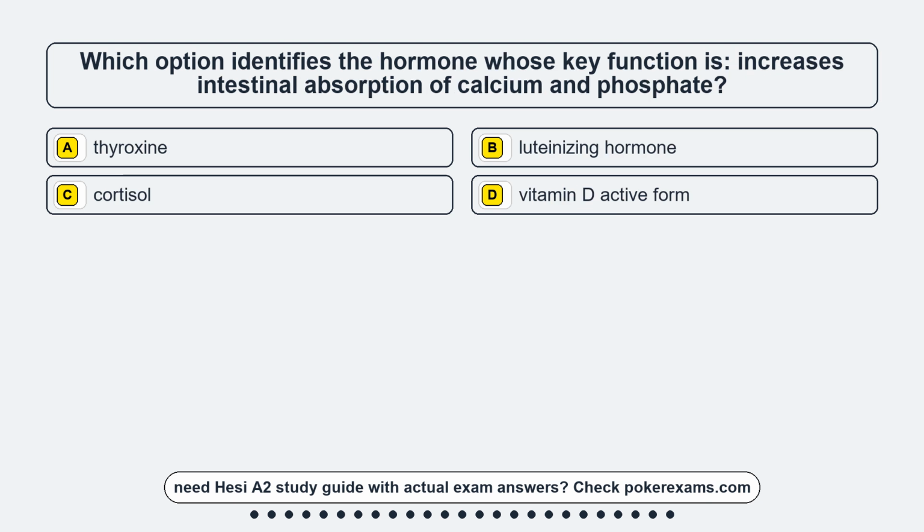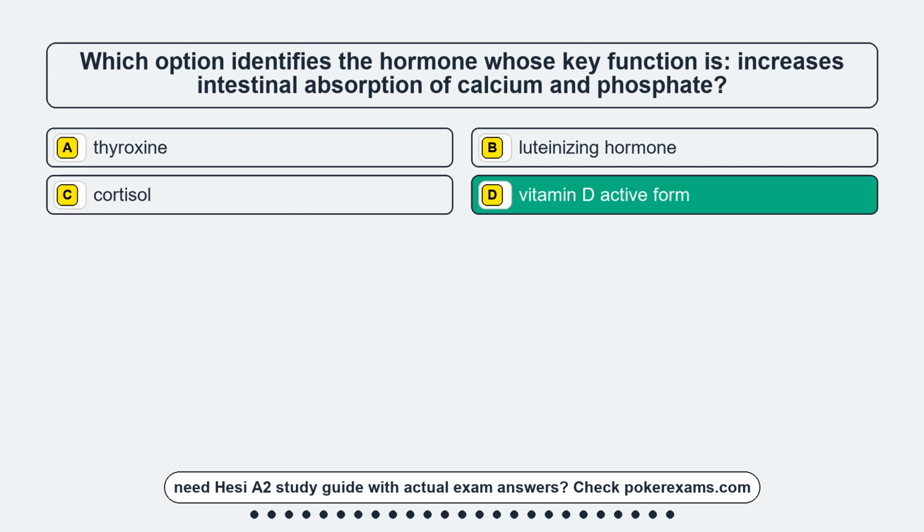Question 10. Which option identifies the hormone whose key function is, increases intestinal absorption of calcium and phosphate? Option A, thyroxine. Option B, luteinizing hormone. Option C, cortisol. Option D, vitamin D active form.